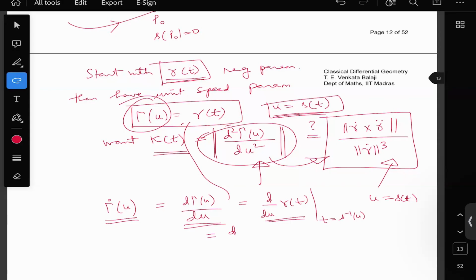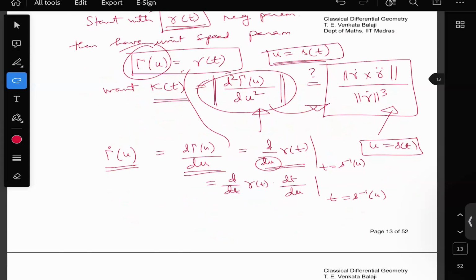Now I am going to use the chain rule. So this d by du can be written as d by dt of gamma t into dt by du, and again I put t equal to s inverse of u. This is just the chain rule. But what is dt by du? You can see that u is s of t, and du by dt is the same as ds of t by dt. And ds of t by dt is just norm gamma dot, because ds is norm gamma dot dt.